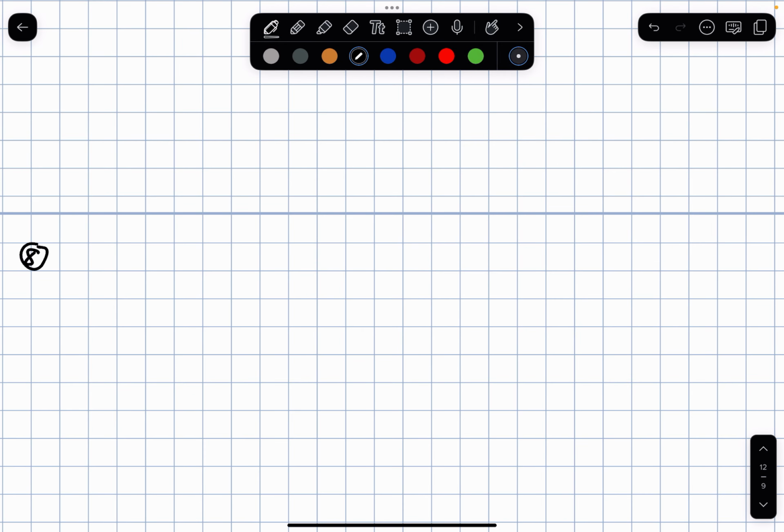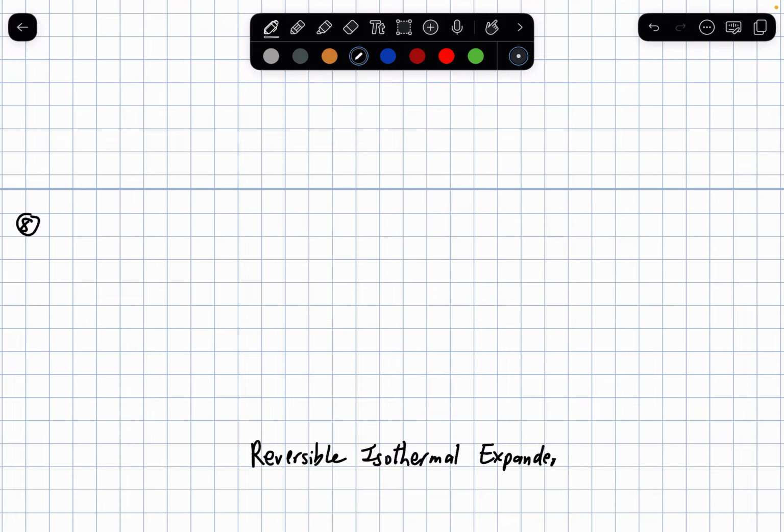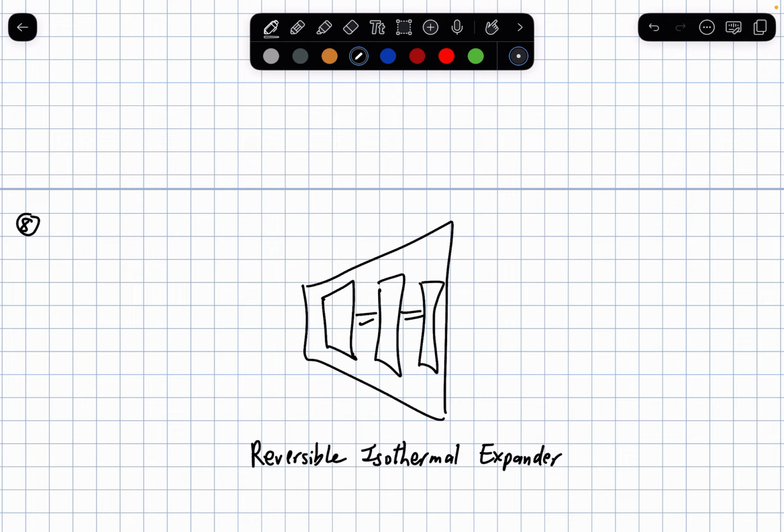Let's go to the next practice problem. So, wait. Let's say we have a reversible isothermal expander. I think this is how they draw it. Essentially it's very similar, no, to a turbine. We have inlet, sorry, we have exit stream. Reversible isothermal, so dT equals 0.